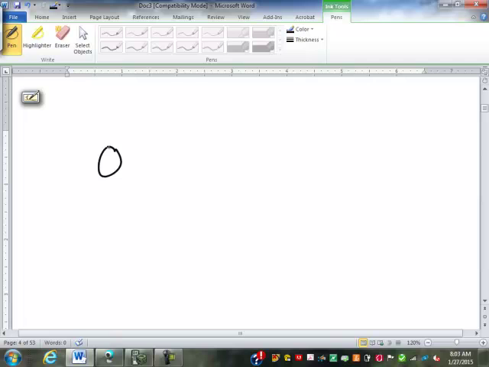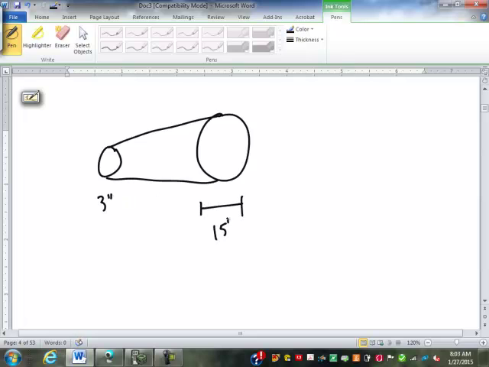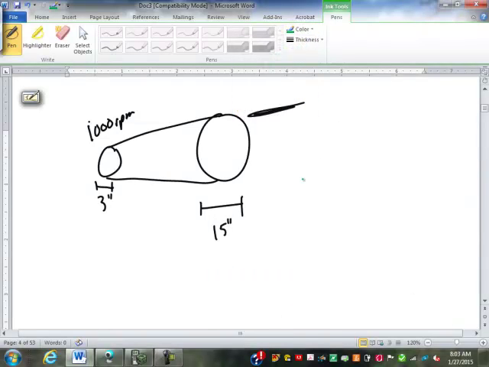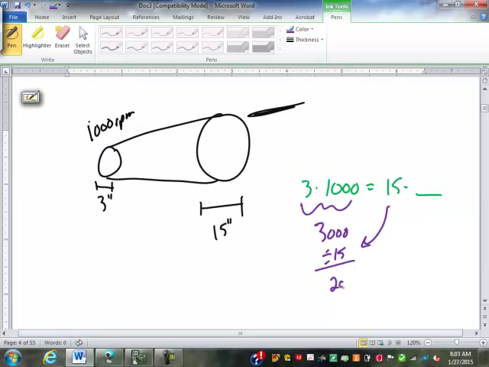Now let's have you guys try one, actually. Let's do a 3-inch turning a 15-inch pulley. Now let's say the 3-inch pulley is turning at 1,000 RPM. How fast is the 15-incher going to turn? So yeah, it's going to be 3 inches times 1,000 RPM equals 15 inches times blank. So this will be 3,000 divided by 15 is 200. So 200 RPM.